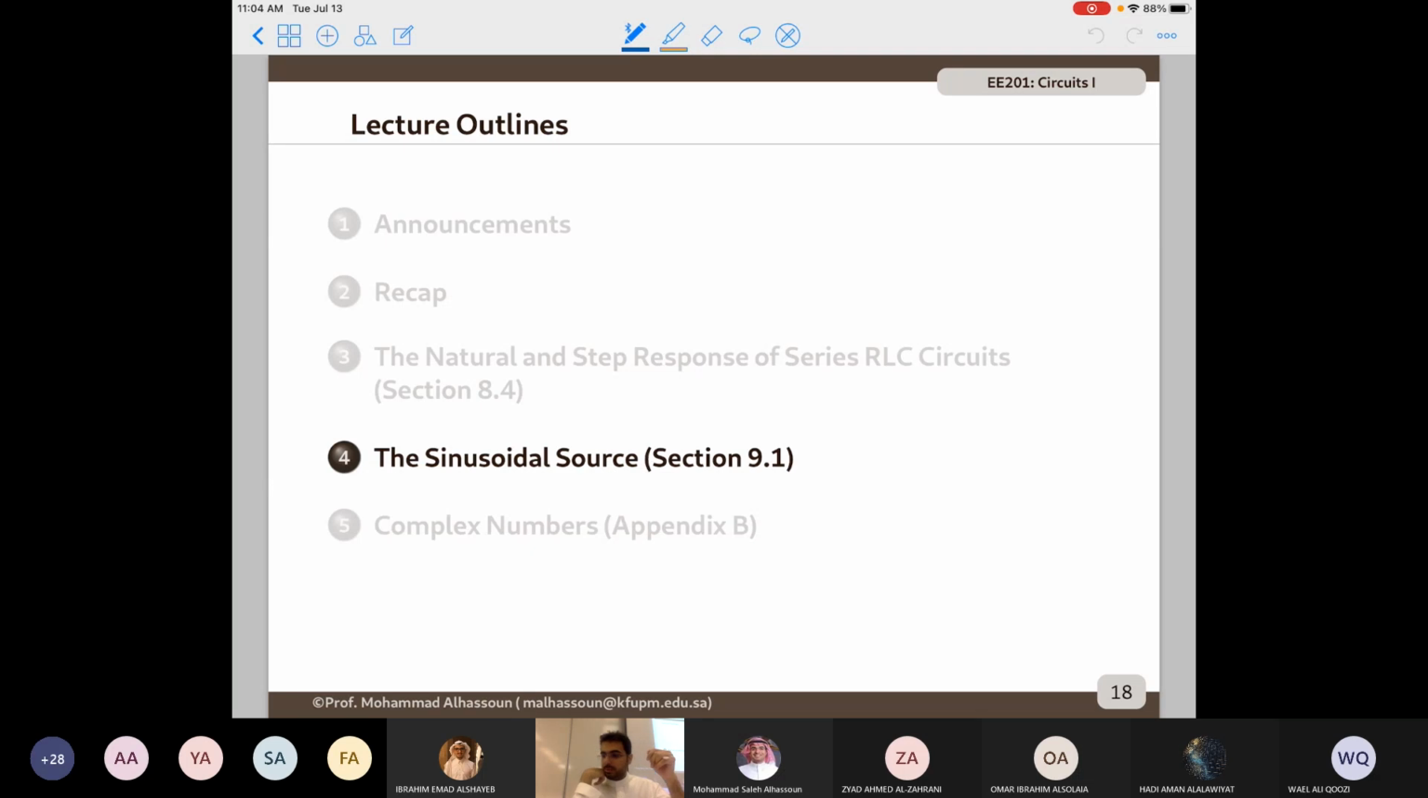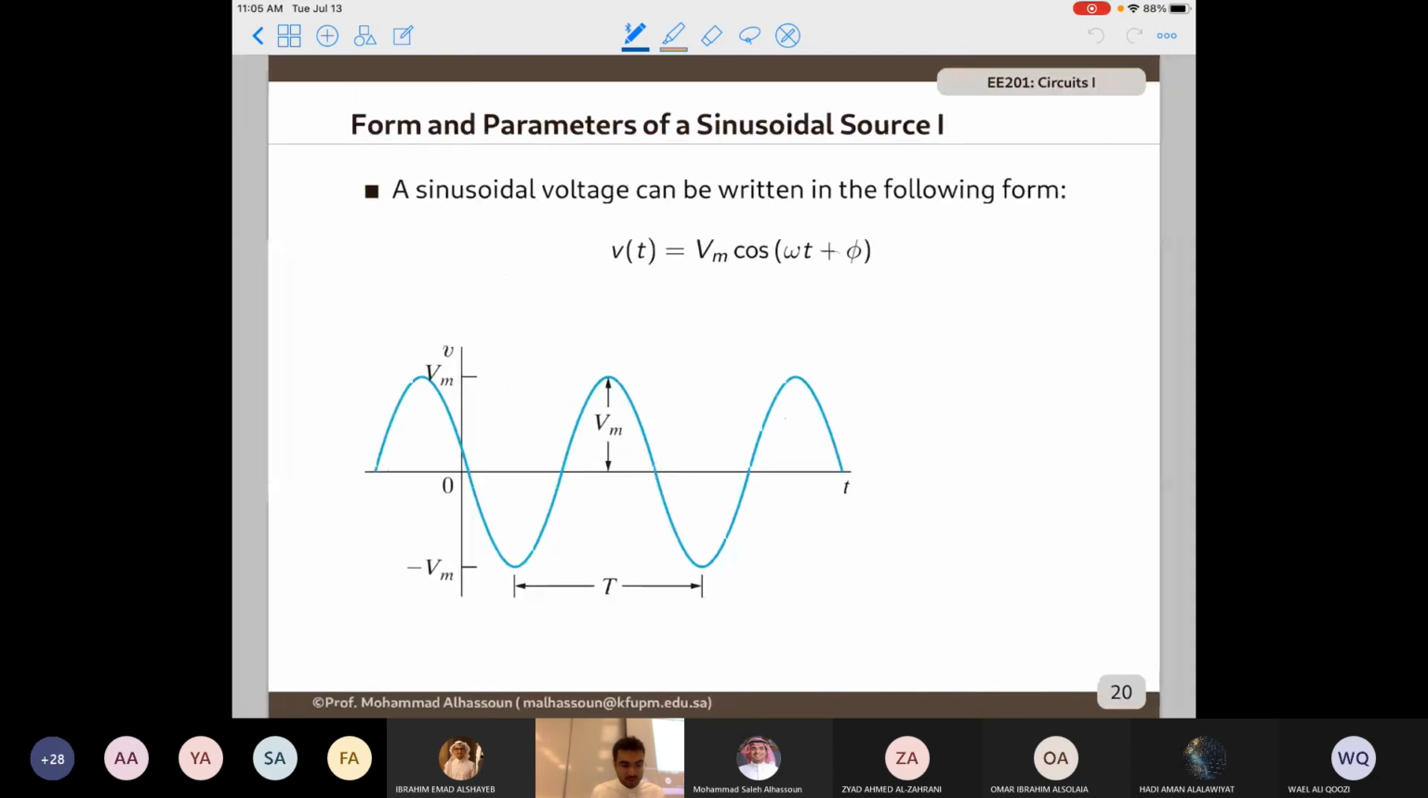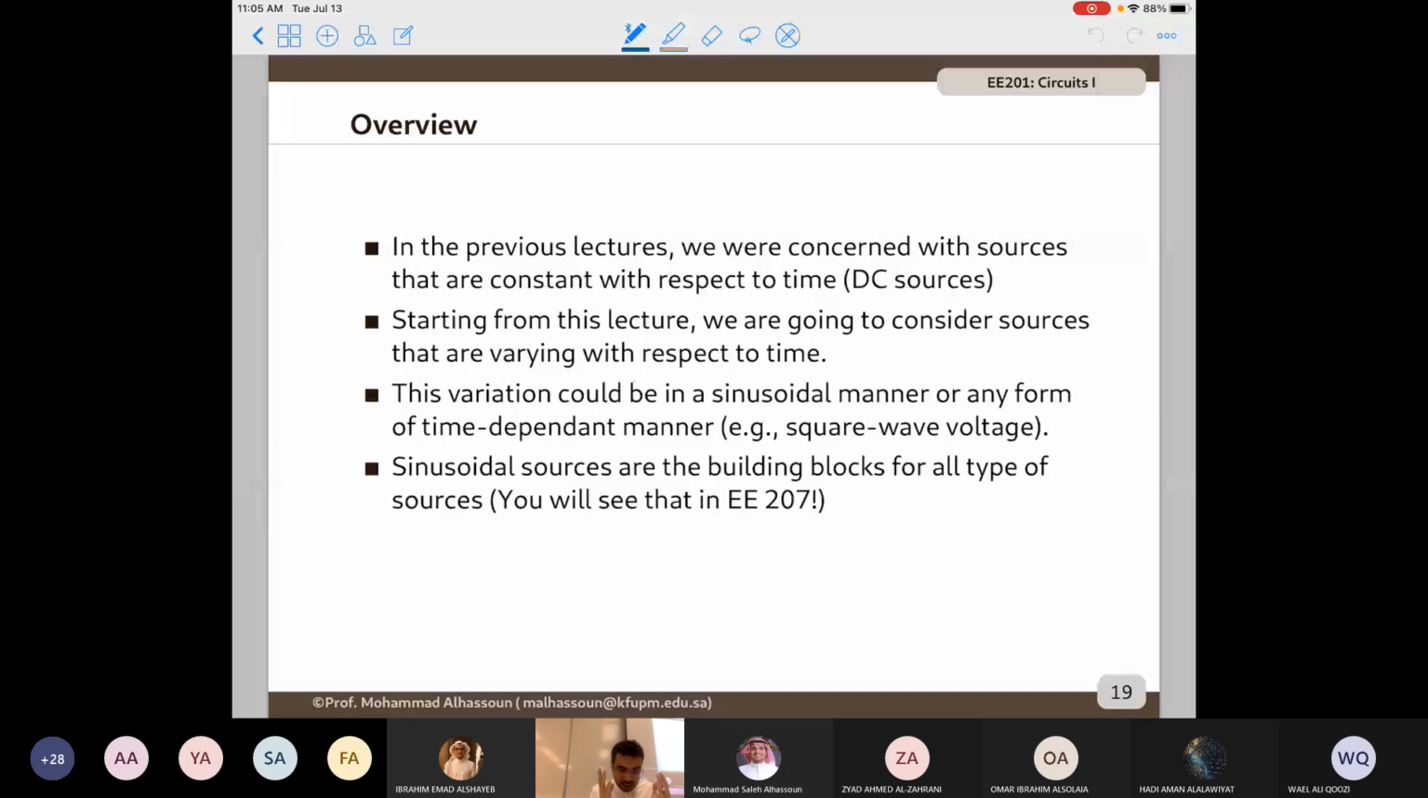All of the circuit elements we have have a DC source. A DC source is a source that's constant with respect to time. So now let's see what happens if we have something that's actually changing with respect to time. Let's start with a simple and very useful source. It's called the sinusoidal source. So the source that we have is going to be of a sine or cosine nature.